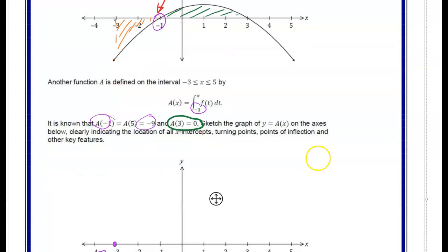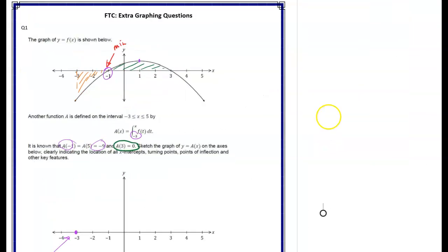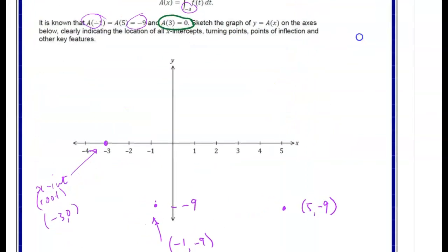Because that's where the maximum of the graph is, that's how we know it's going to be at 1. So you've got to label that, because it does say labeling all the different points. So you've got some point of inflection happening around here at 1. Where's the max going to be? Yeah, at 3. So there's your graph, pretty much.